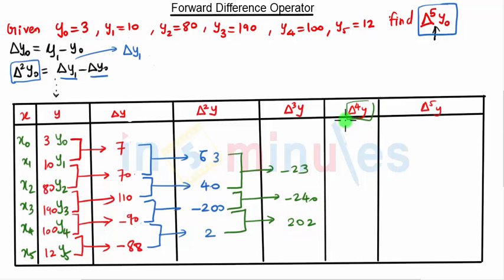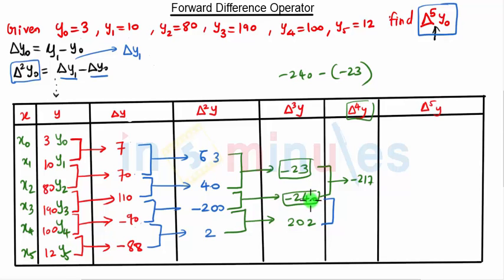Now we will calculate the fourth difference. So minus 240 minus of minus 23 will become minus 217. It is simply this term minus this term. Then we have 202 minus of minus 240, so this will become 442. So these are the fourth differences. Then we have the fifth difference of these two, so this will be 659. So the fifth difference of y0 is nothing but 659.